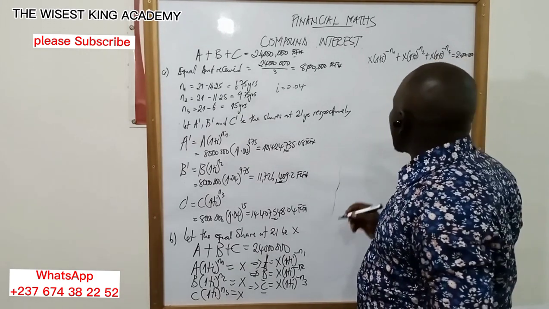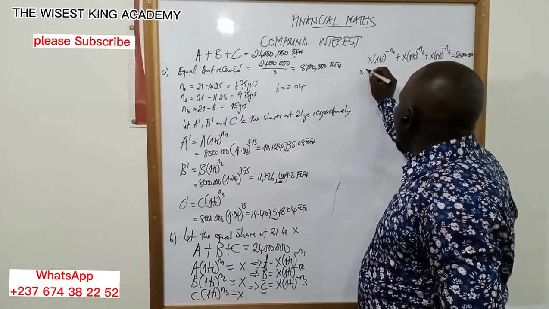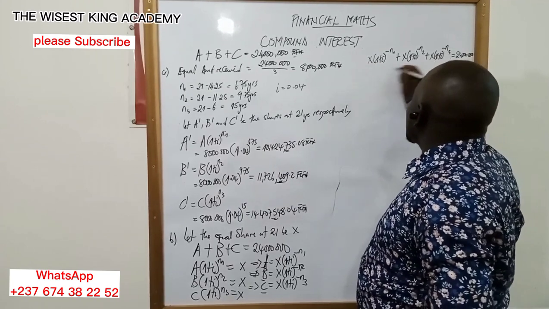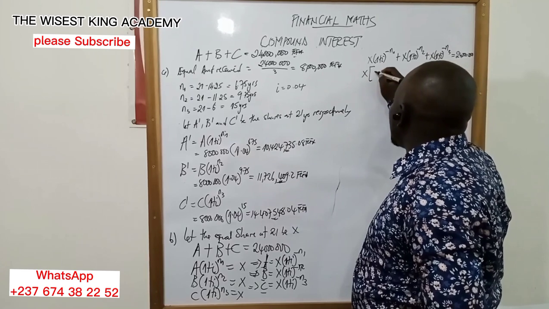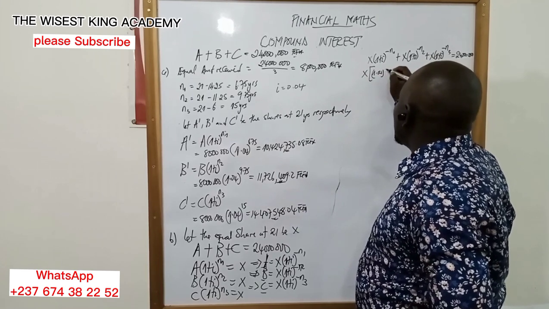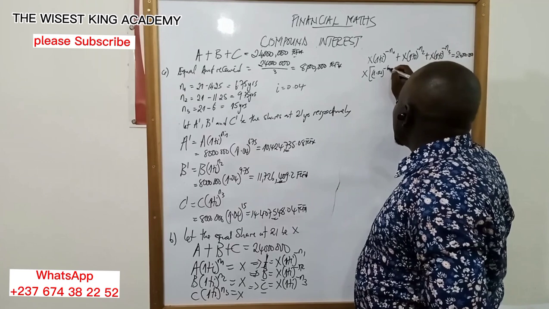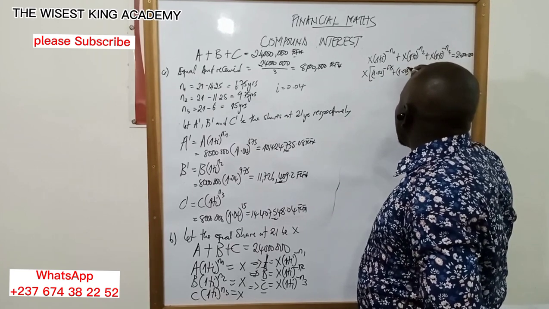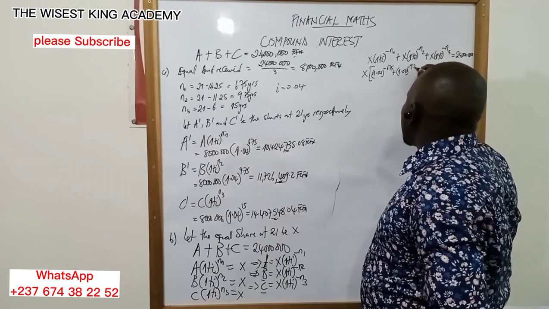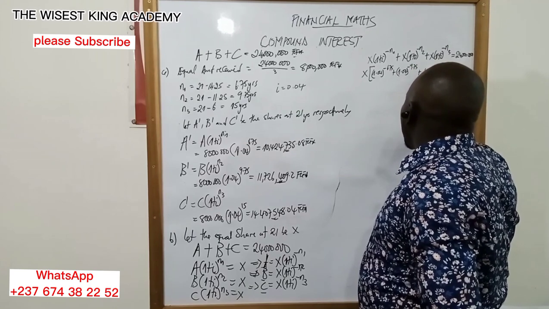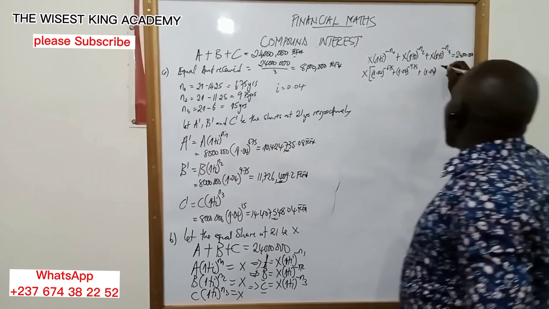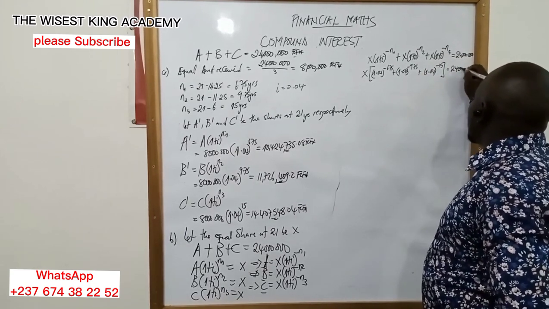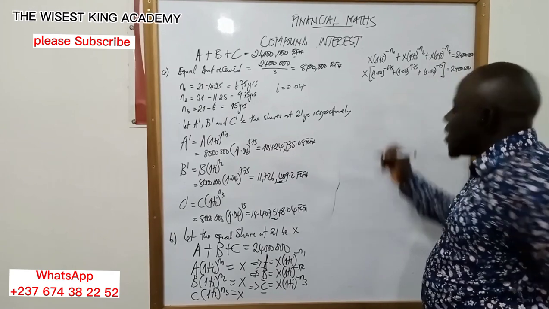Do we know X? We don't know X. But X is common. Can you see that? So we have here X, big bracket open, 1.04 raised to the power negative 6.75 plus 1.04 raised to the power negative 9.75 plus 1.04 raised to the power negative 15. We add all of that. It's going to give us what? 24 million. Let's add this in bracket.